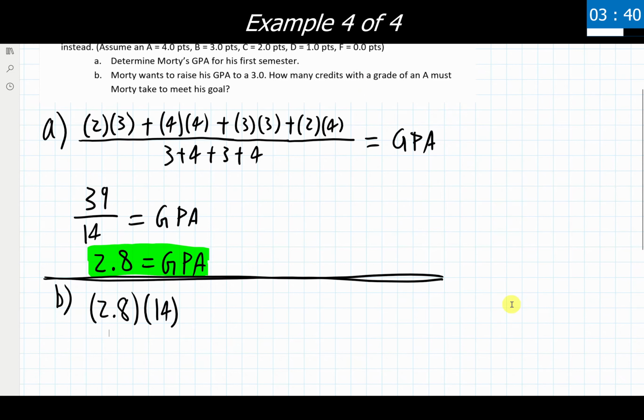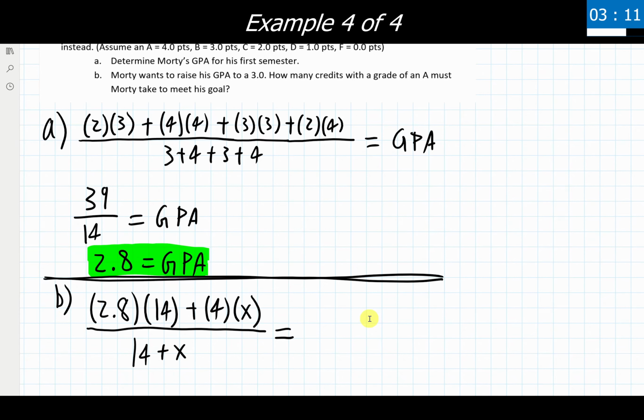Now we are asked how many credits with an A must Morty take to meet his goal. So I'm going to add on a grade of 4, but I don't know how many credits he's going to have, so I'm going to put an x in here. So he has 14 credits at a 2.8 plus some number of credits at a 4.0. I need to make the denominator, and again, that is going to be the number of credits added together. That's going to be 14 plus x.